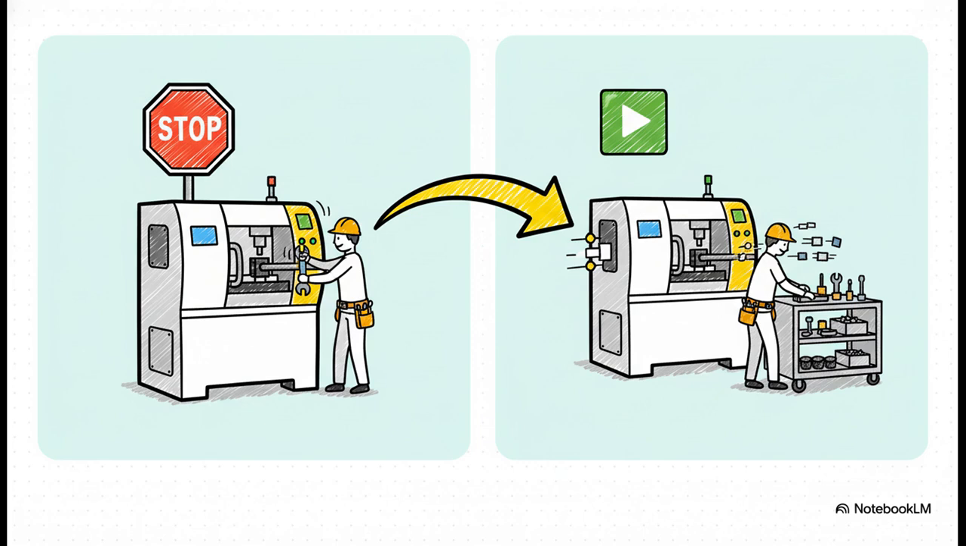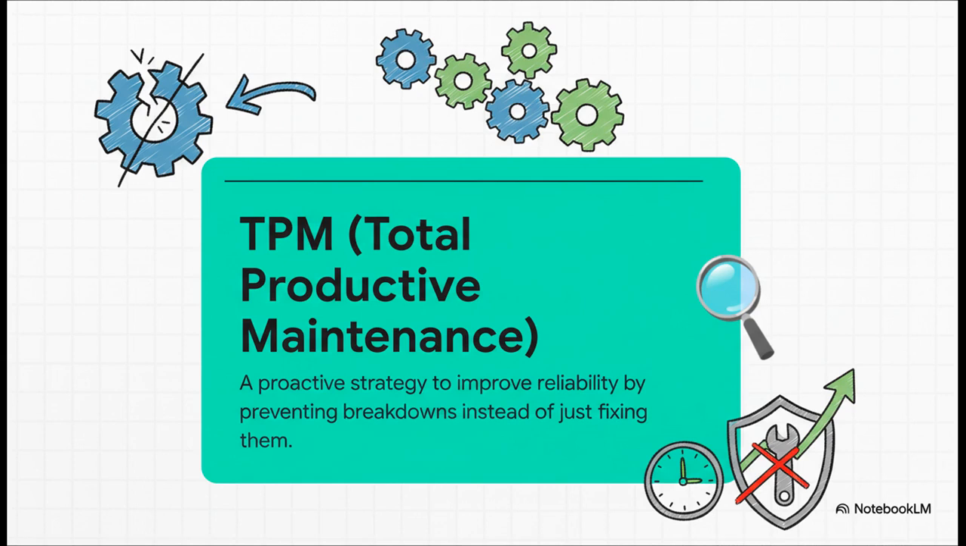It splits all the setup work into two buckets. You've got internal setup, that's all the stuff you can only do when the machine is stopped, but then there's external setup, everything you can get ready while the old job is still running. So instead of stopping the machine and then looking for tools, you get all the tools ready to go beforehand. You convert downtime into uptime. All right, so that tackles the setup time.